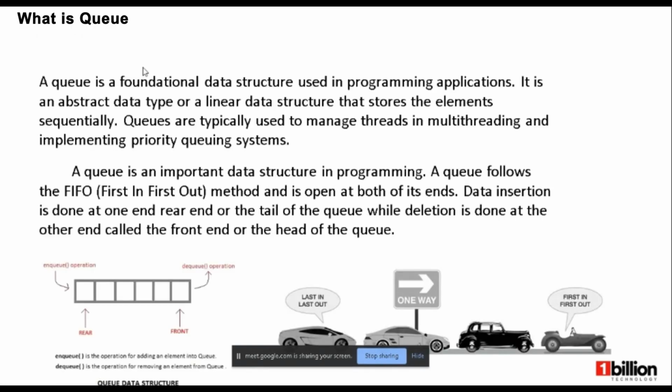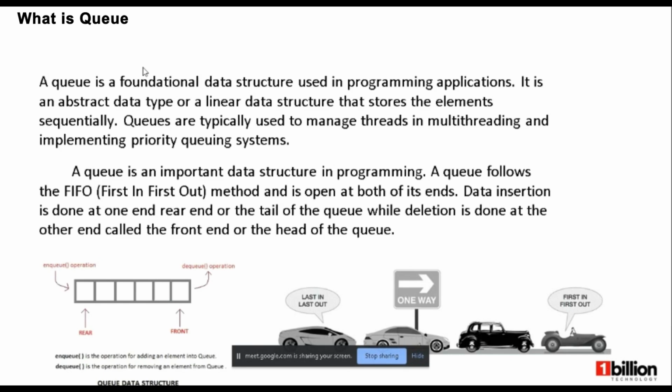What is a queue? A queue is a fundamental data structure used in programming applications. It is an abstract data type or a linear data structure that stores elements sequentially. Queues are typically used to manage threads in multi-threading and to implement priority queuing systems. Queue is an important data structure in programming.